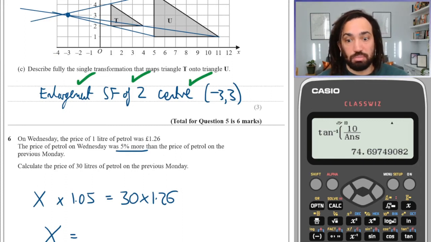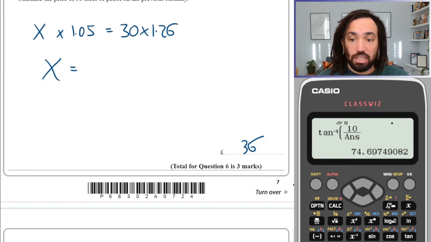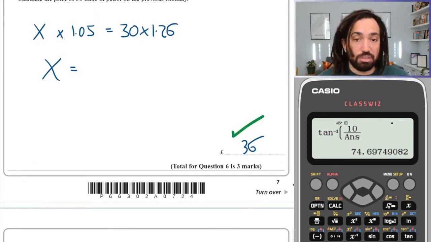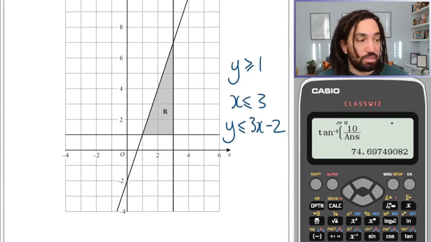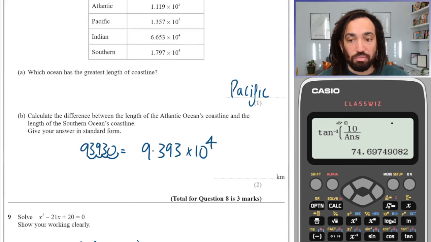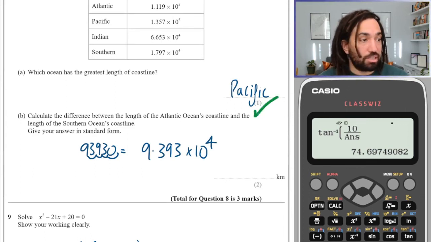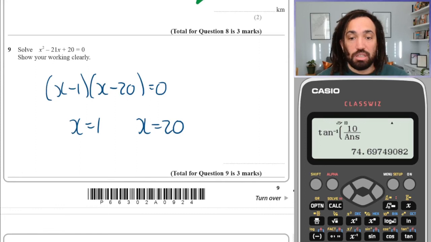That's good, because I wasn't sure whether or not that was right. I had to just kind of eyeball it. 36 is correct. That one took me an extra 30 seconds, which is costly. That's good, and that's good. Okay, Pacific, that's good. And then we've got 9.393 times 10 to the 4. That's good. We've got 1 and 20 as our answers for this one.